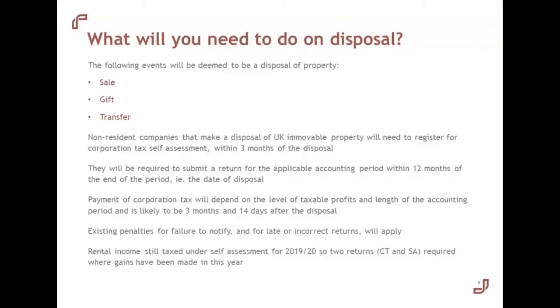Payment for corporation tax in respect of the gain is actually quite complicated. It's not straightforward, as it never is with new rules. Essentially, in summary, there are lots of different permutations, but depending on the level of taxable profits and the length of the accounting period, it's likely tax will be payable within 3 months and 14 days after the disposal. It's still important to recognise, I suppose, that existing penalties for failure to notify or for late or incorrect returns will still apply.